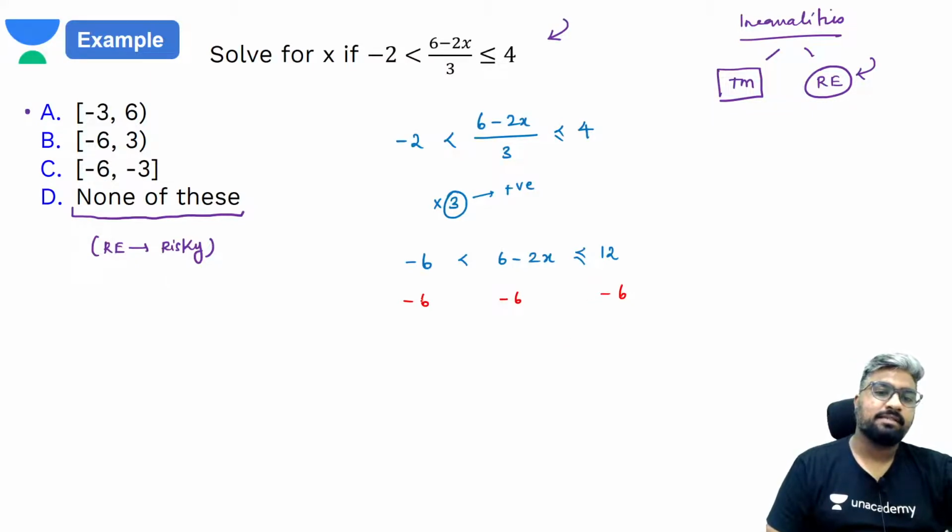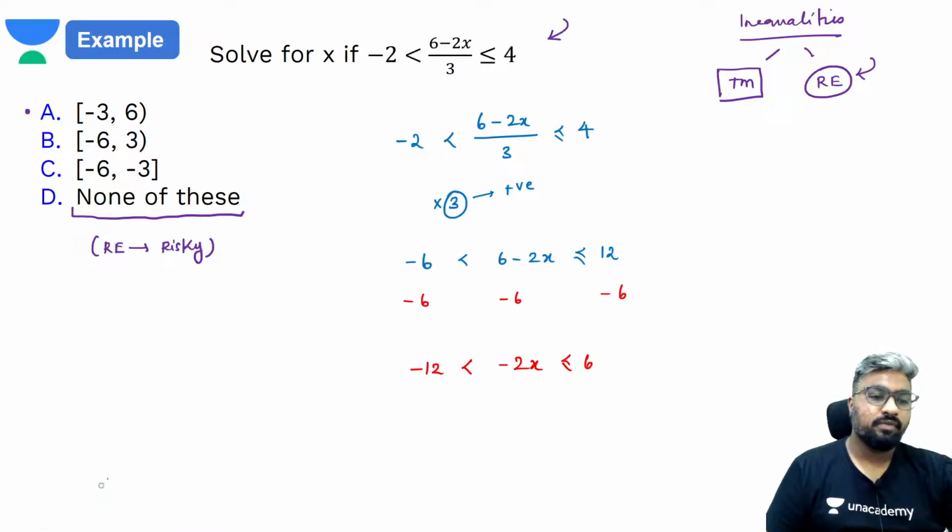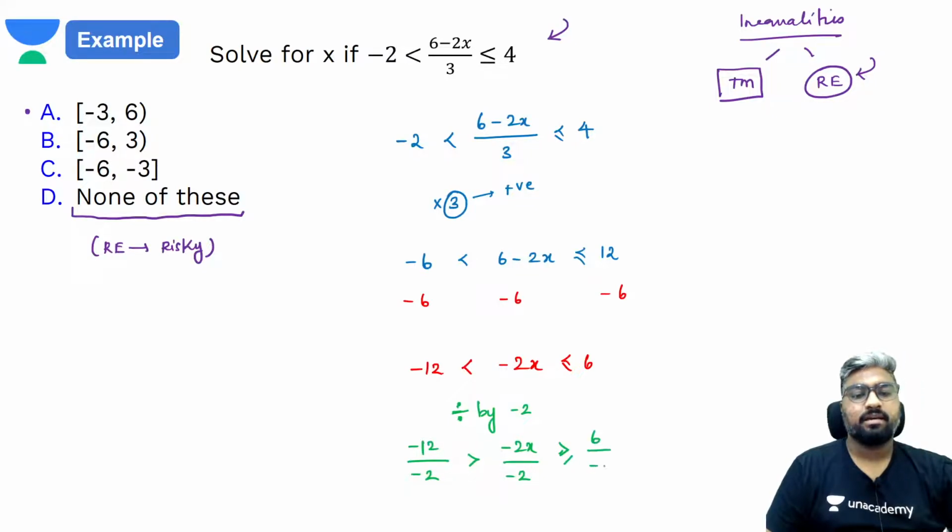Yes, subtract 6 on all the 3 sides. So what will happen? Minus 6 minus 6 is minus 12, less than or equal to minus 2x, less than or equal to 12 minus 6 is 6. Further, you need to remove this minus 2. So you have to divide everything by minus 2. Then what will happen? Signs flip. Minus 12 divided by minus 2, the sign less than becomes greater than. Minus 2x divided by minus 2, here less than or equal to will become greater than or equal to 6 divided by minus 2.